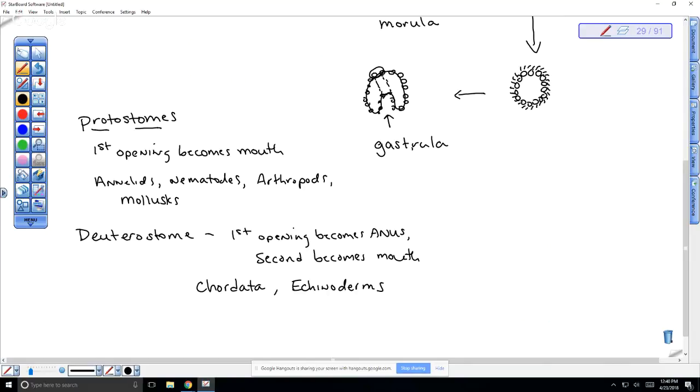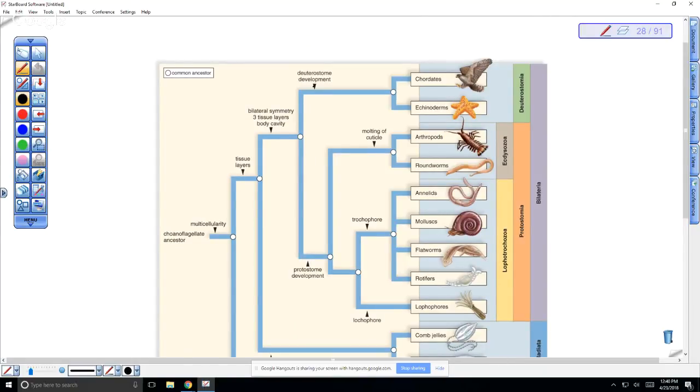Now, there are other little differences between the development of protostomes and deuterostomes, but this is what they're named after, the development. The cells divide a little bit different around the different axes, and the three embryonic tissue layers develop a little bit different. But this is primarily the difference between protostomes and deuterostomes. So if you look back at your diagram, you'll notice that that is shown right here, deuterostome development and protostome development.